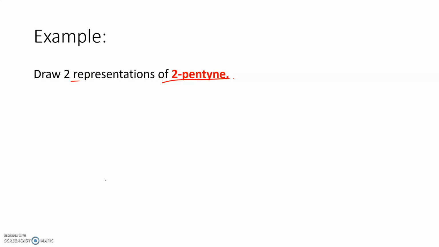So to take it one step further, we're going to draw 2 representations of the molecule that's referred to as 2-pentyne. We would need to break this name down. The prefix pent tells me that there is 5 carbons. If you don't know that, look at table P. The suffix "-yne" tells me that there is a triple bond somewhere in this molecule. The 2 tells me where that triple bond falls. It starts on carbon number 2. It does not mean there are 2 triple bonds, it's just telling me where to put it.